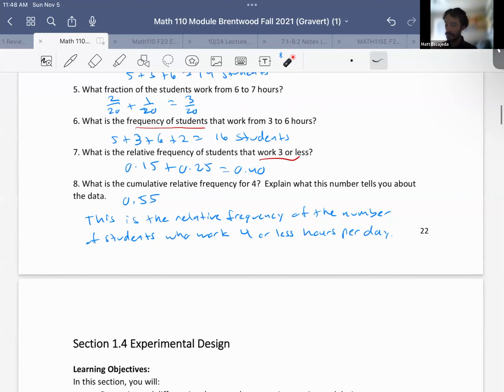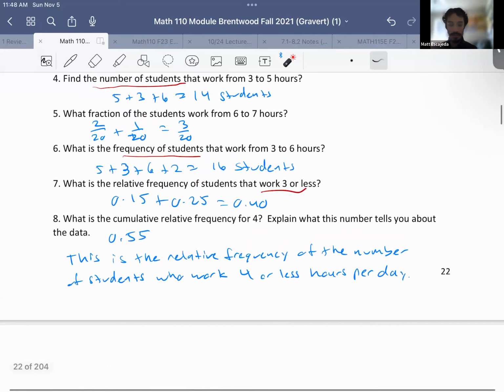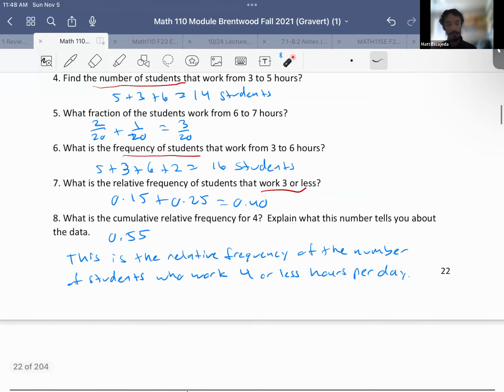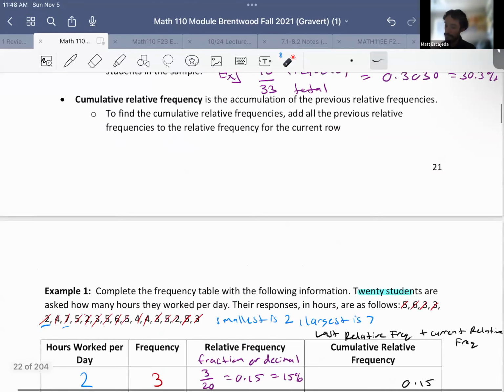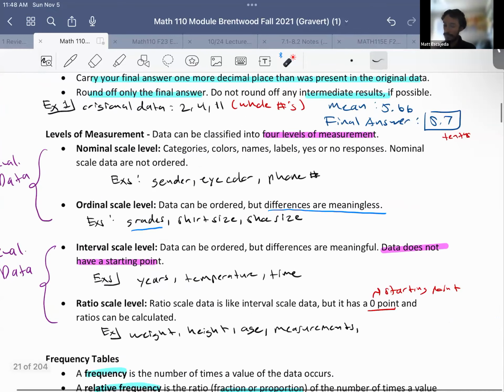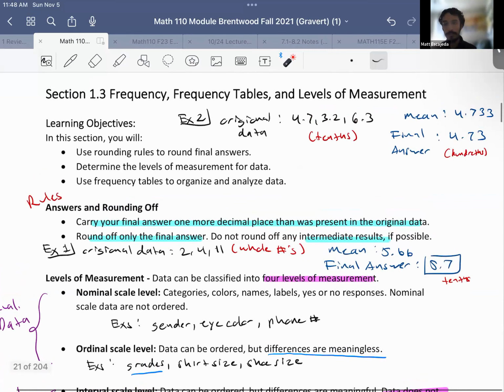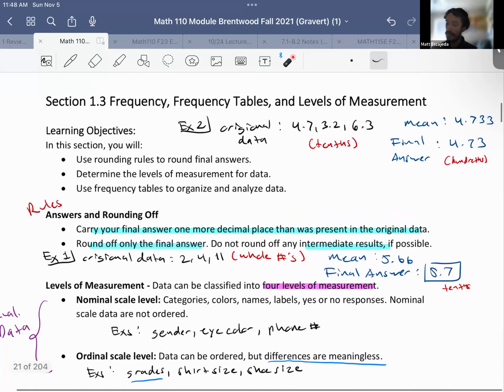But okay, so that's section 1.3. We talked about frequency tables, levels of measurement, the 4 different types, and a brief introduction to our statistical rounding method. We use this a lot in statistics, but that's 1.3.